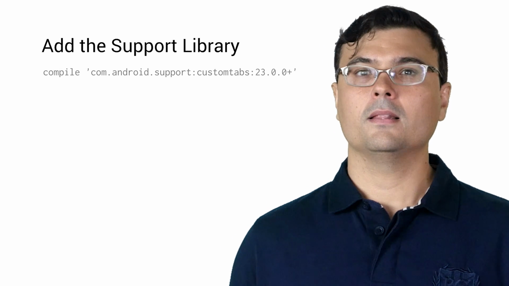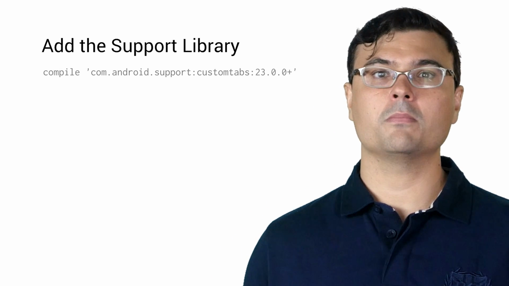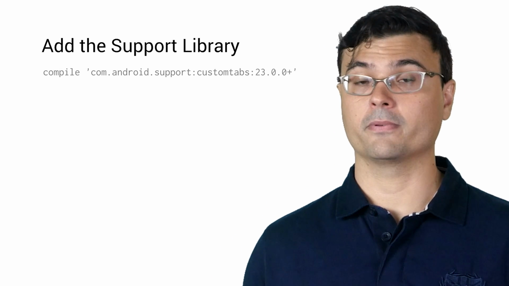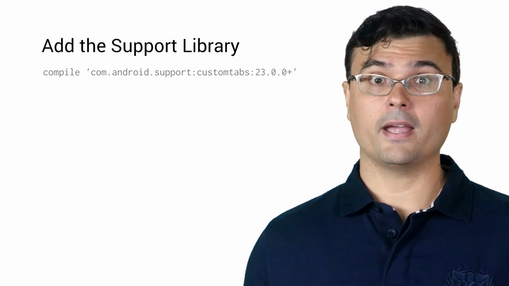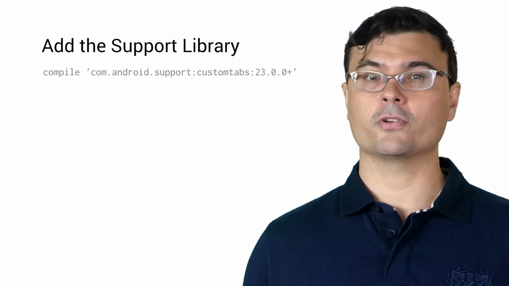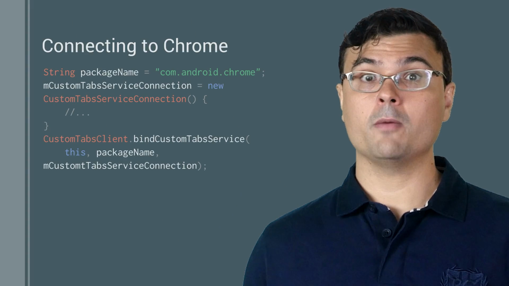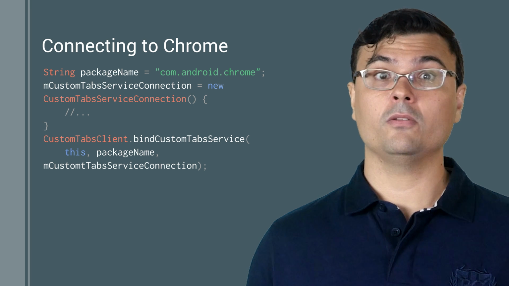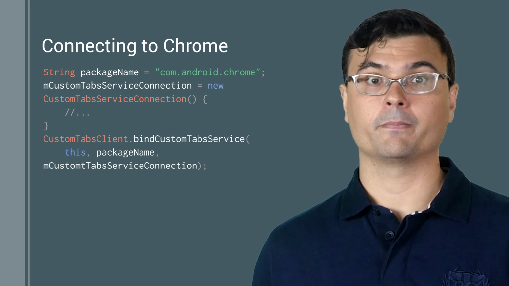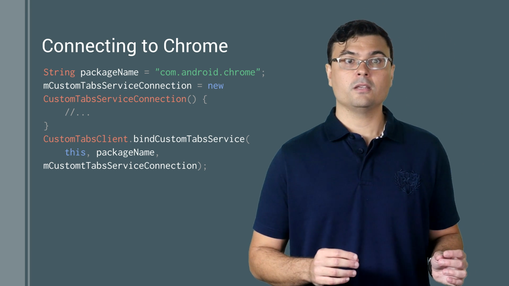Okay, let's take a look on how to use Chrome Custom Tabs in your Android app. First, add the Android support library to your project build file. To enable warmup and preloading, you need to connect to the browser service. Once connected, you can ask Chrome to warm up. To prefetch the content, create a new navigation session, optionally passing a callback.